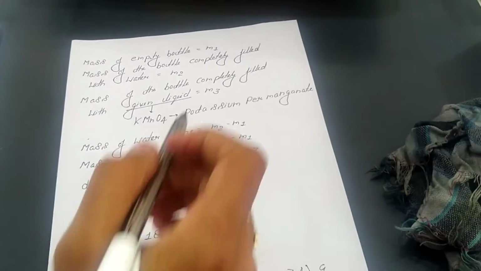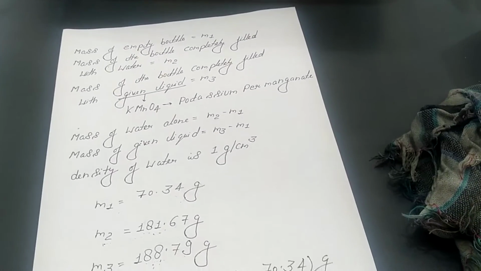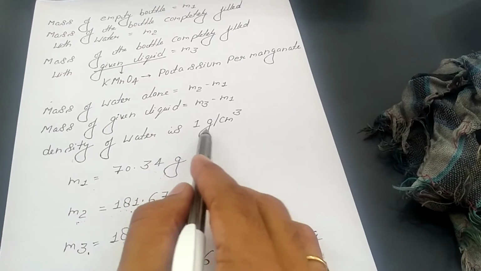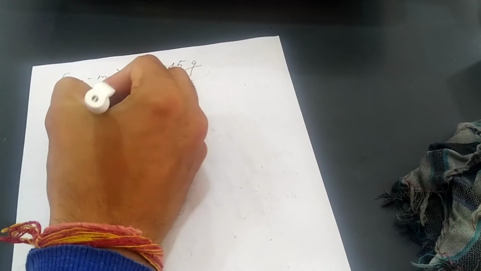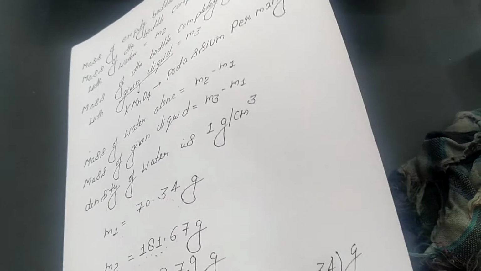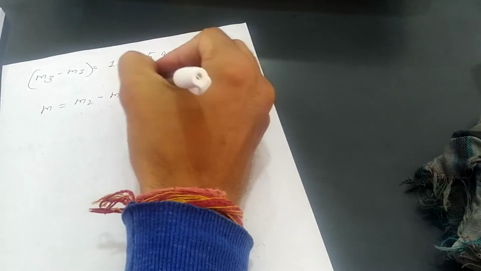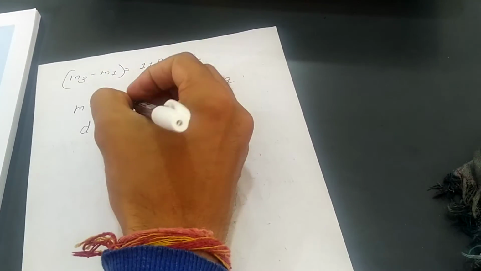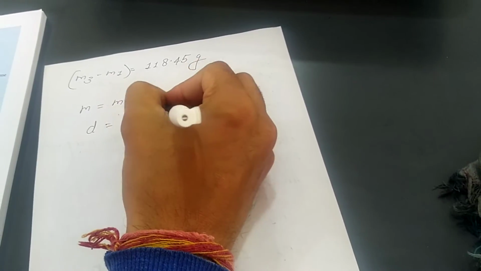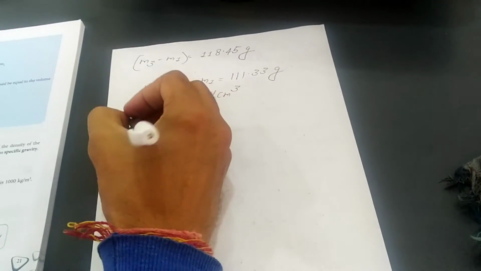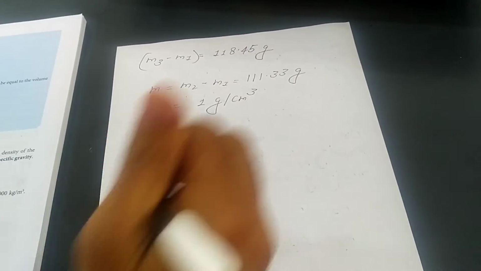And we all know that the density of water is 1 gram per centimeter cube. Now the mass of water I know. The mass of water is M2 minus M1. How much is this? 111.33 gram. The density of water I know, I am writing it as D, that is 1 gram per centimeter cube. So what I will do? I can easily calculate the volume of water.